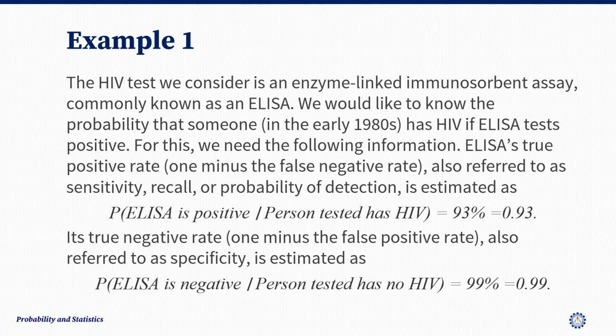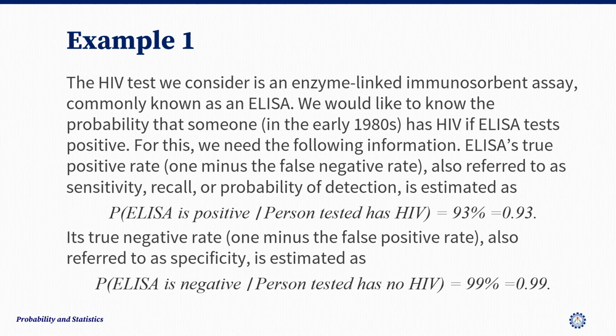So the HIV test we consider is an enzyme-linked immunosorbent assay, commonly known as ELISA. We would like to know the probability that someone in the early 1980s has HIV if ELISA tests positive. For this, we need the following information: the ELISA true positive rate, or 1 minus the false negative rate, also referred to as sensitivity, recall, or probability of detection, is estimated as the probability that ELISA is positive given that the person tested has HIV, which equals 93%, or 0.93.